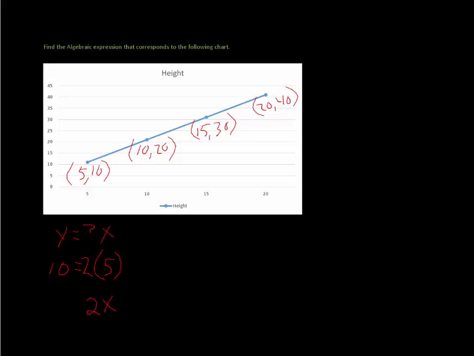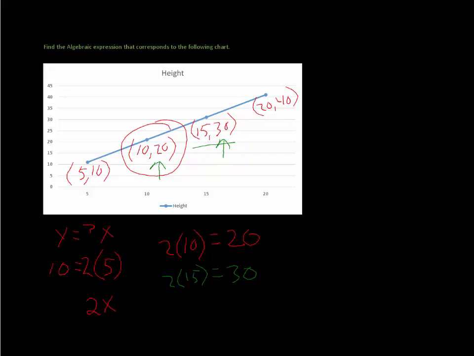All right, so let's try another one. Use the same thing, 2x. If I take the second one here, 2 times 10 equals 20. And that's exactly what the y value is right there. It's 20. And let's try the next one. So 2 times 15 equals 30. And right there it is. That's what we wanted it to equal.